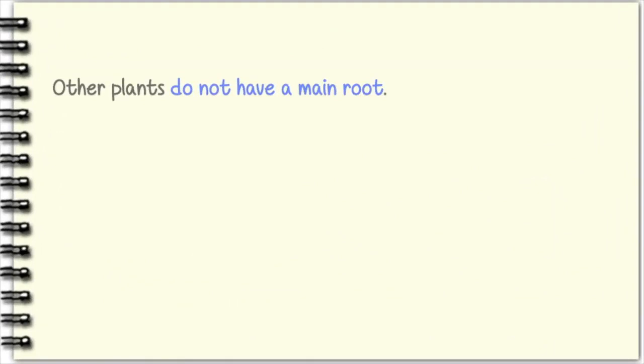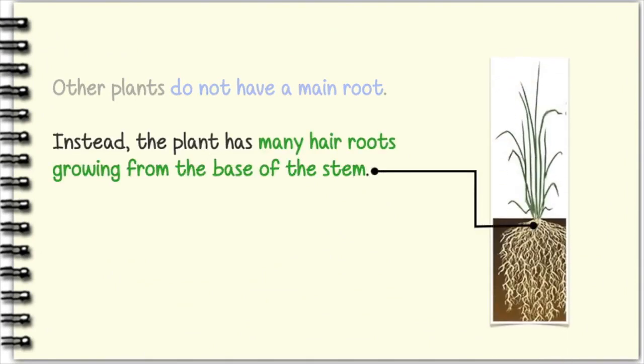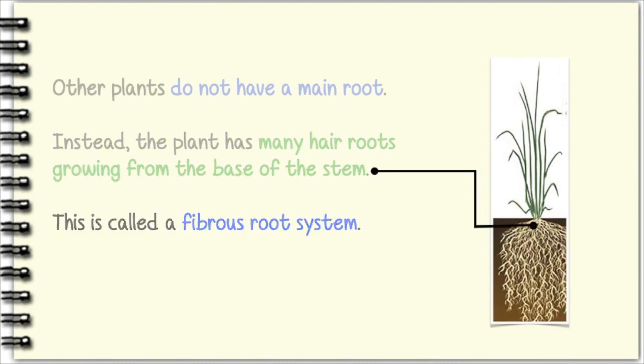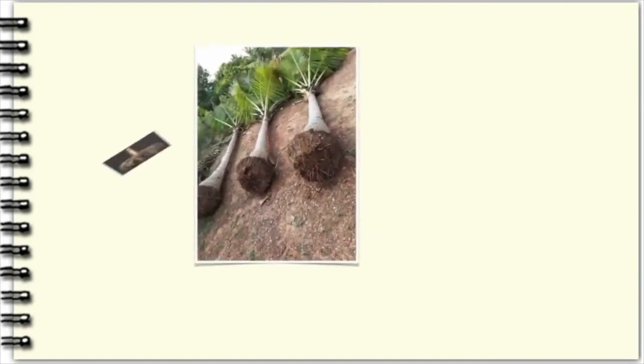Other plants do not have a main root. Instead, the plant has many hair roots growing from the base of the stem. This is called a fibrous root system. Examples of plants that have fibrous roots are maize, onion and coconut plants. These plants have fibrous roots.